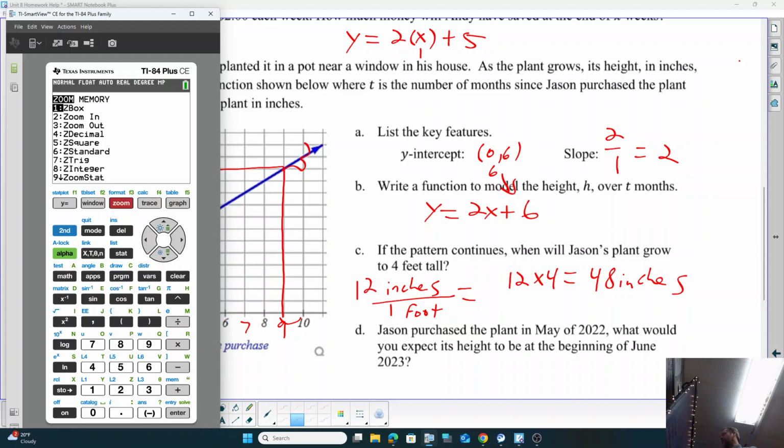So we'll go zoom 6. There we go. And so we're trying to get to what? We're trying to get to 48 inches. Yeah, 48 inches.